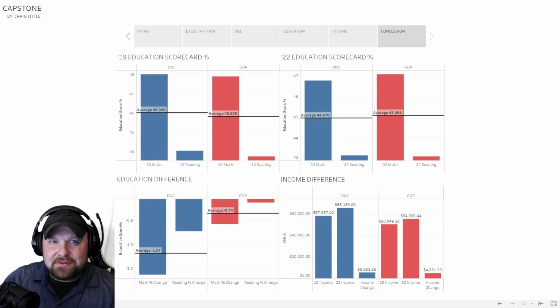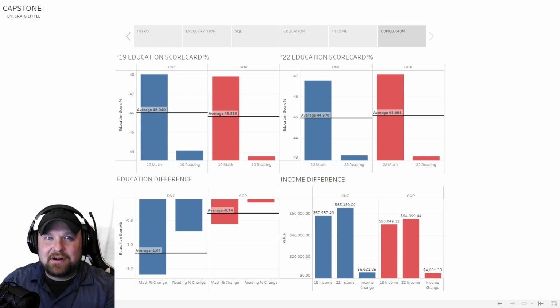The last slide shows a close-up of the results for education and single earner income per political party before and after the pandemic. The Democrats started off with a slightly higher overall grade average between math and reading in 2019, only to trail the Republicans in 2022 after the pandemic.